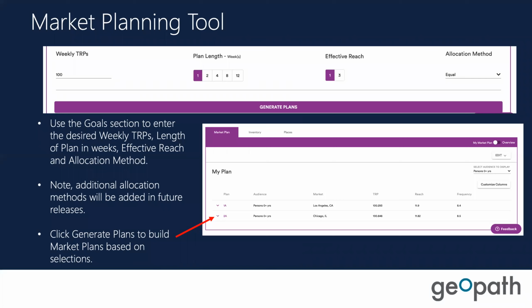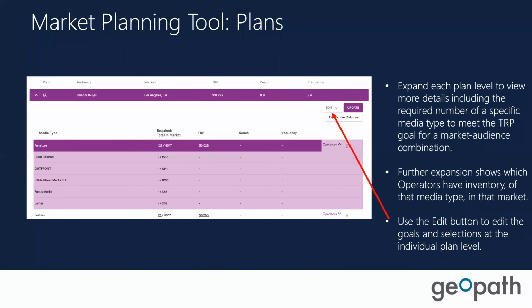And then, as I was mentioning just briefly, you can obviously set your goals, so your weekly TRP goals, your plan length, your effective reach, and then the allocation method. So for now, again, this is a functionality that was just released, and like with other parts of the tool, we'll continue to iterate on it and continue to improve it. So for now, the allocation method is set at just equal, but that will change quickly as we move forward.